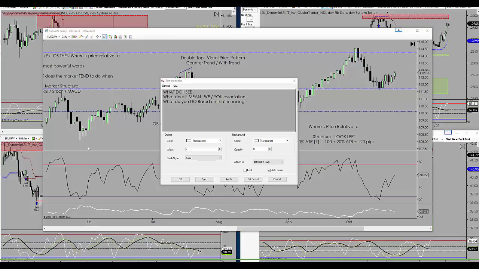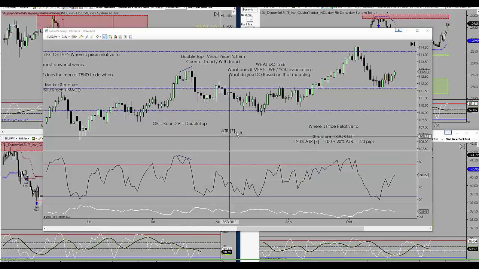Okay? So, you need to have a system that makes money or a signal, whatever it is, and then you have to have the discipline to follow it. So ask yourself, what do I see on the charts? That can be indicator-based, price action-based, or both. What does it mean to me? And then what do I do based on that meaning? Now we've produced a trading system.